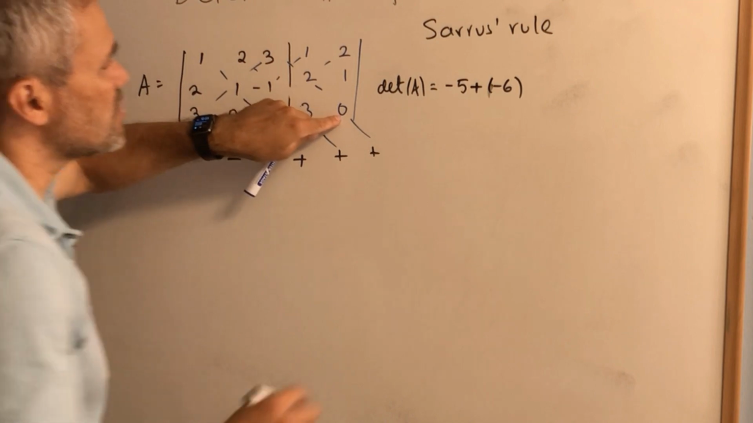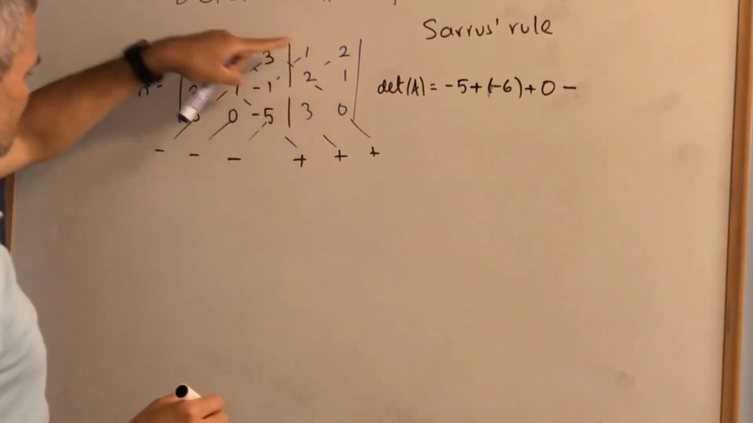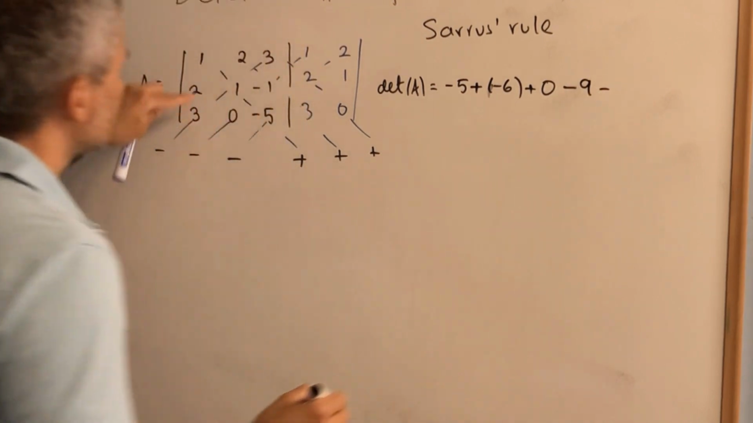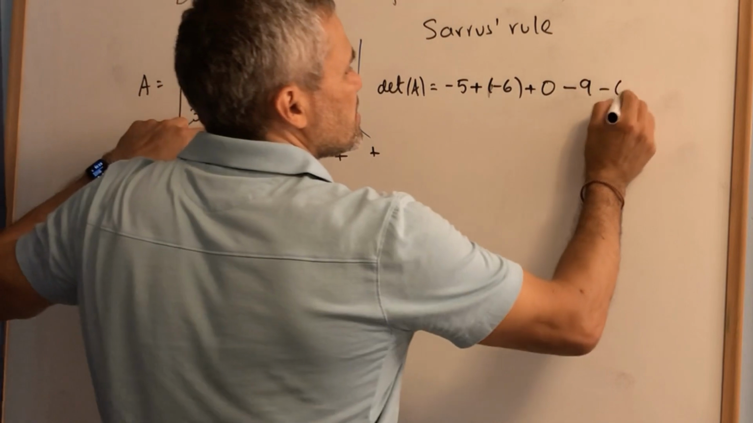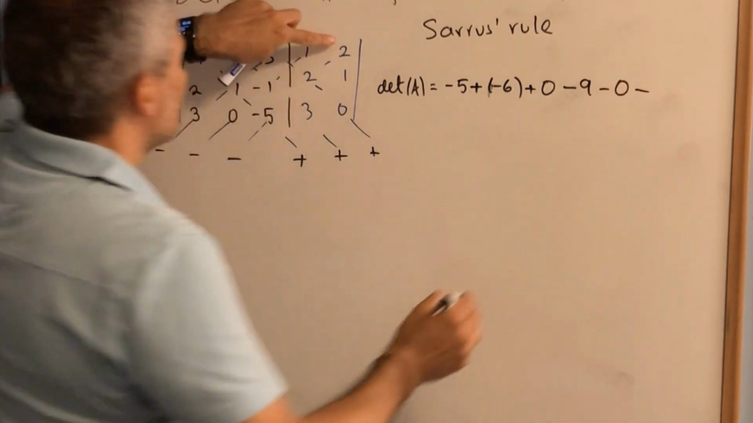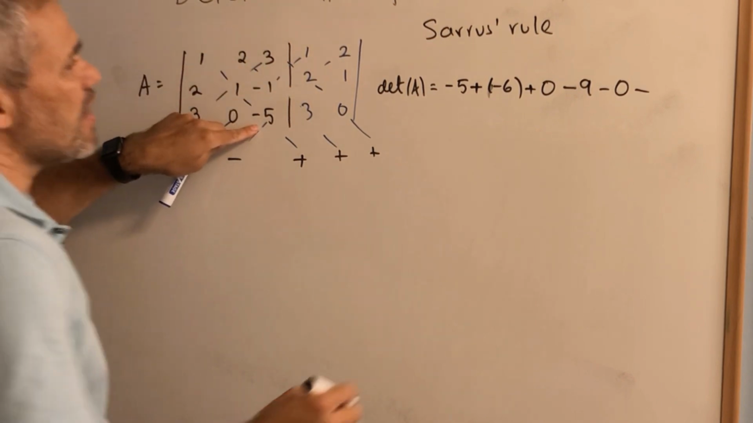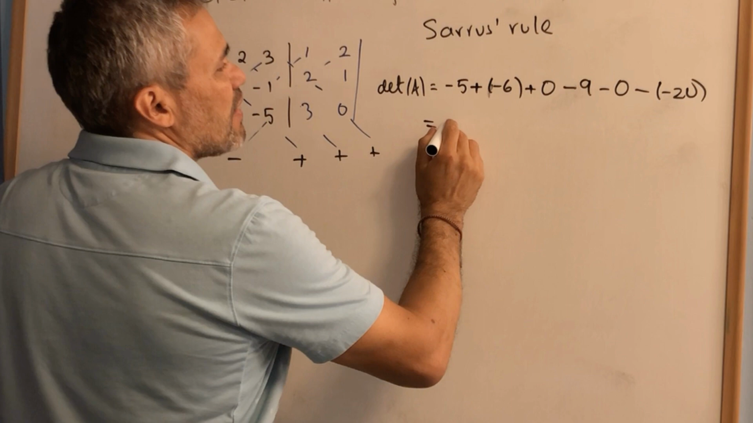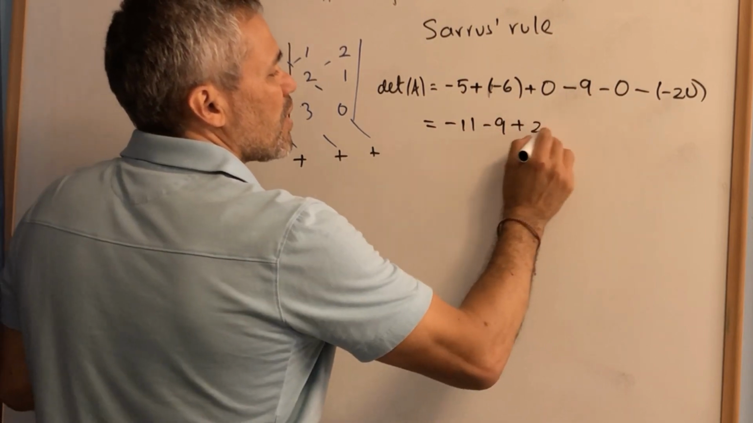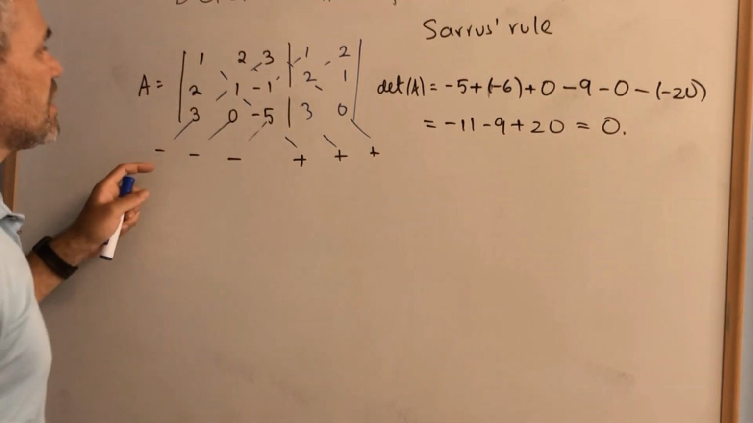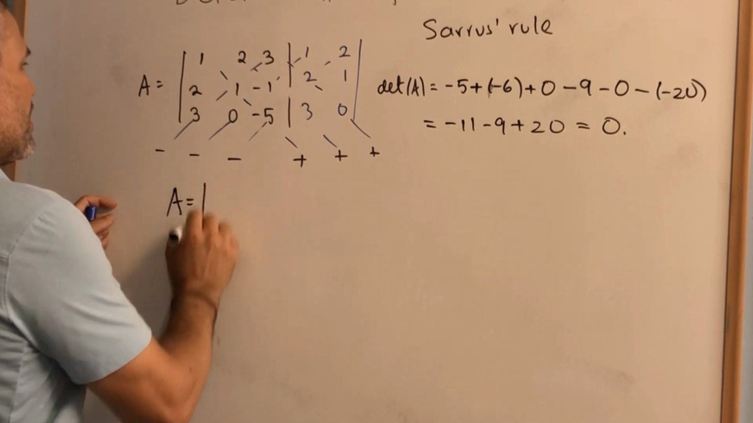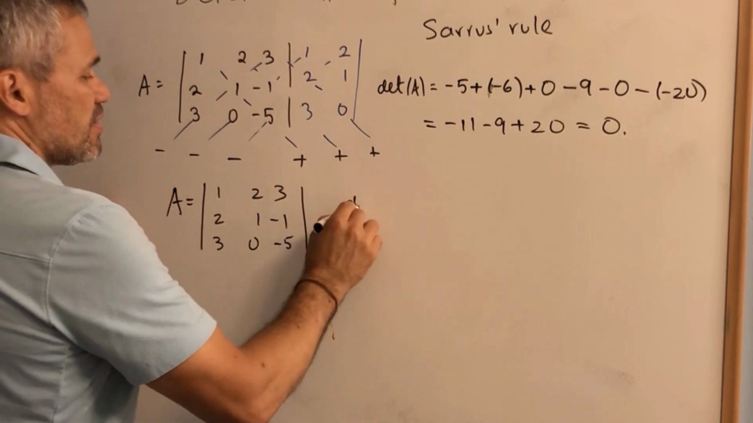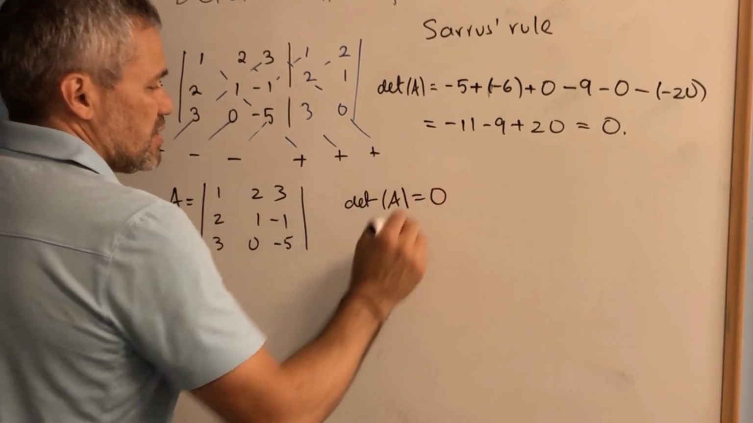And then we have 3 times 2 times 0, it will be plus 0, minus, because it's coming in this direction, 3 times 1 times 3 is 9, minus 1 times negative 1 times 0 is 0, and then minus 2 times 2 is 4, times negative 5 is negative 20. Then what do we get here? We get negative 11 minus 9 plus 20, and this is equal to 0. That means that this matrix, let me rewrite it, 1, 2, 3, 2, 1, negative 1, 3, 0, negative 5, has determinant 0.